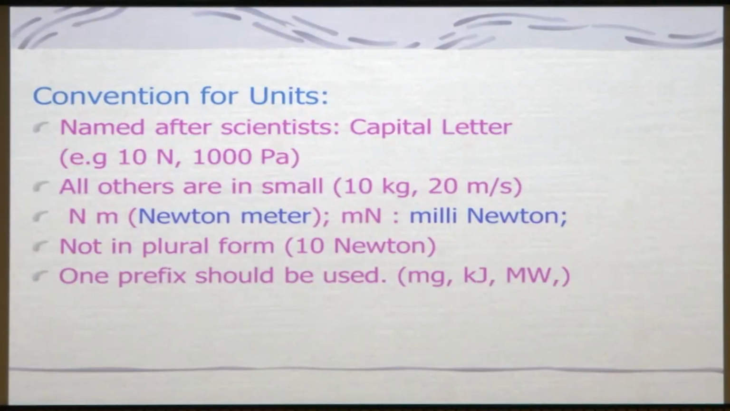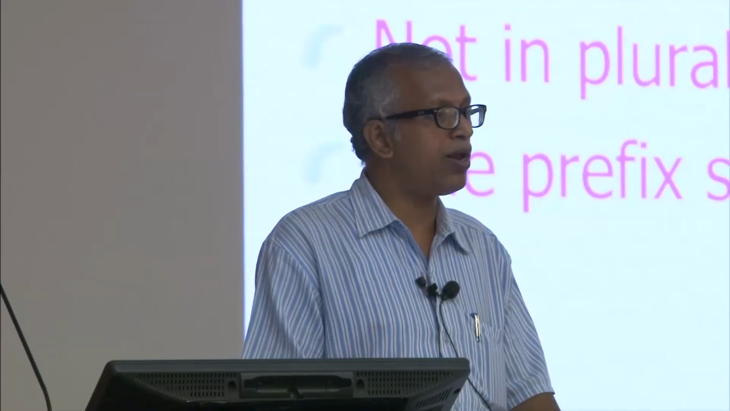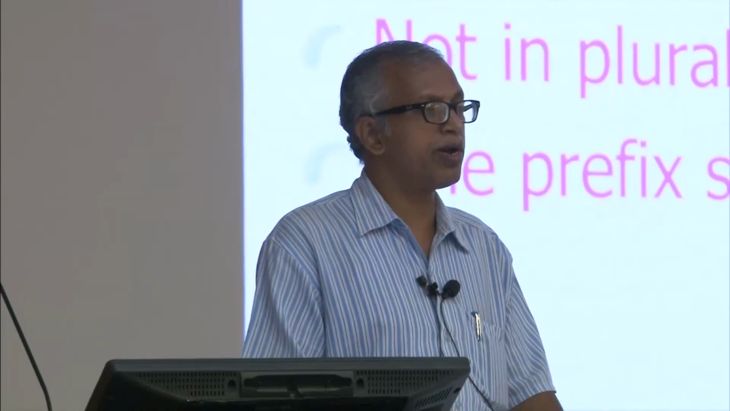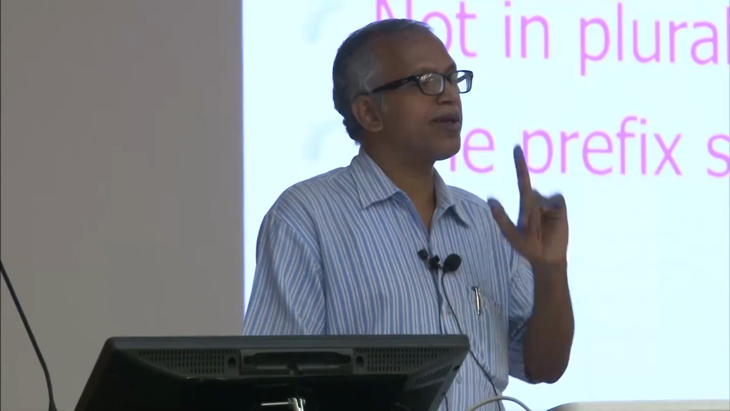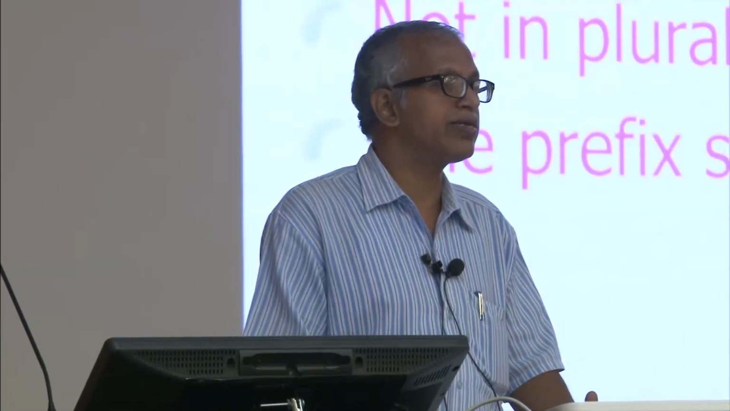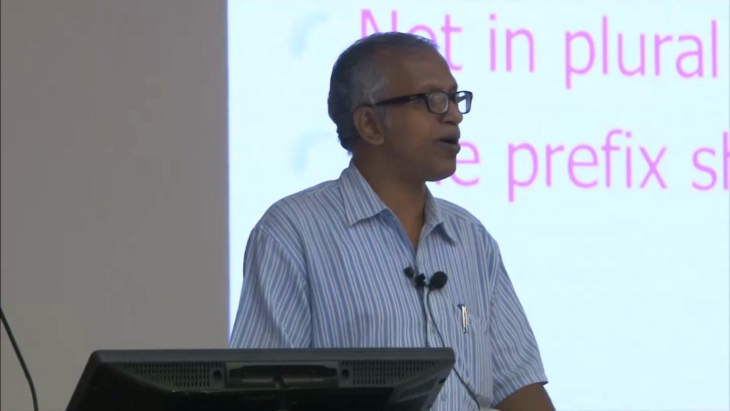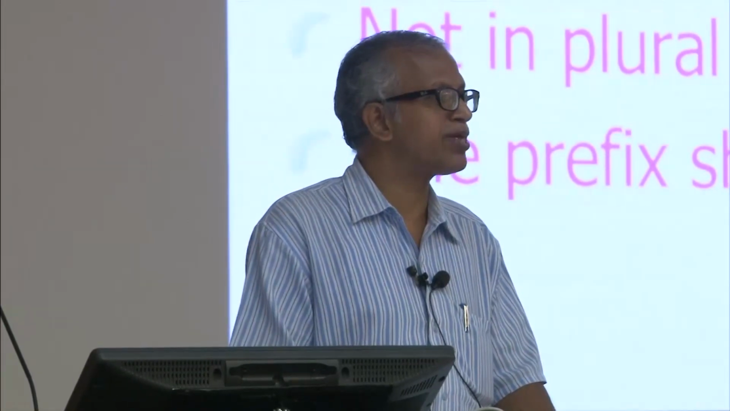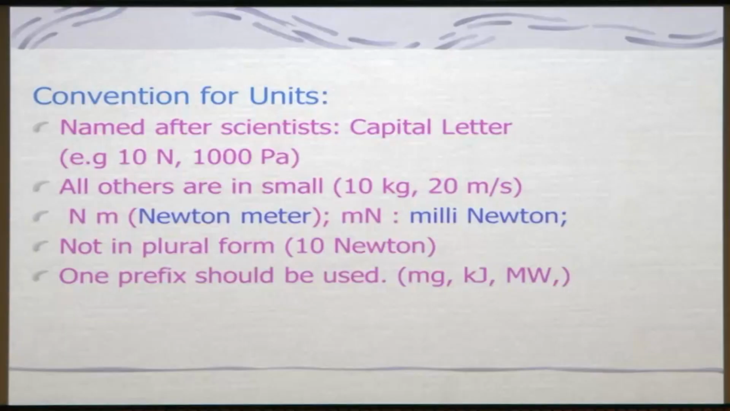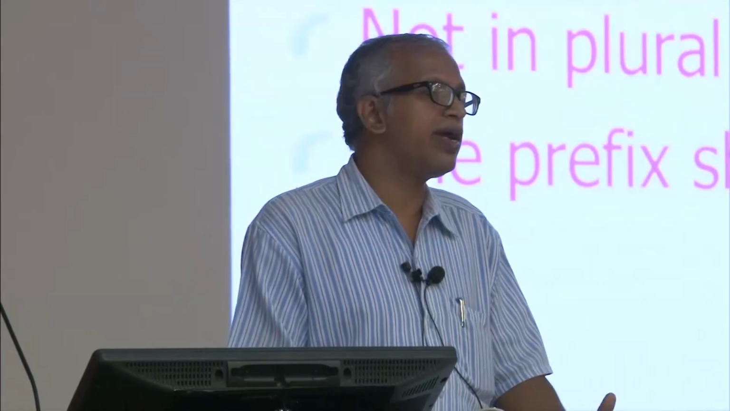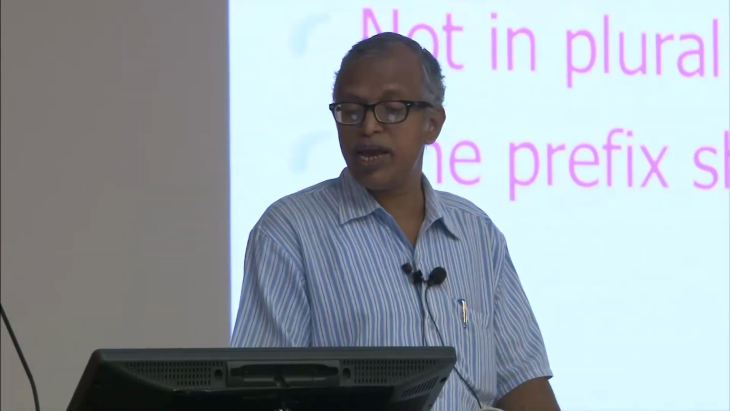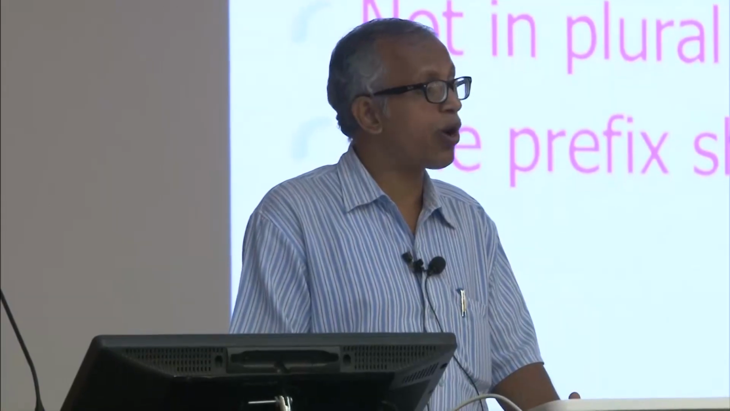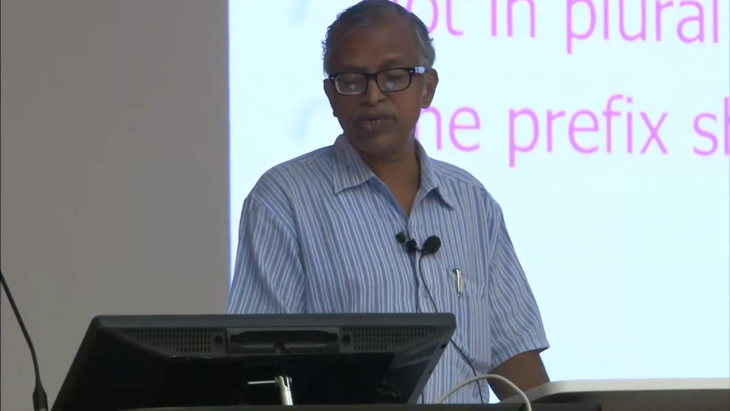And only one prefix should be used. For example, mg is milligram, or kilojoule, where k should be small and J should be capital. But a lot of people I have seen write either k capital and J capital, or k small and j small. Let us say MW, what is the unit? Megawatt, right? But can I write kilo-kilojoule? I cannot. So only one prefix should be used.